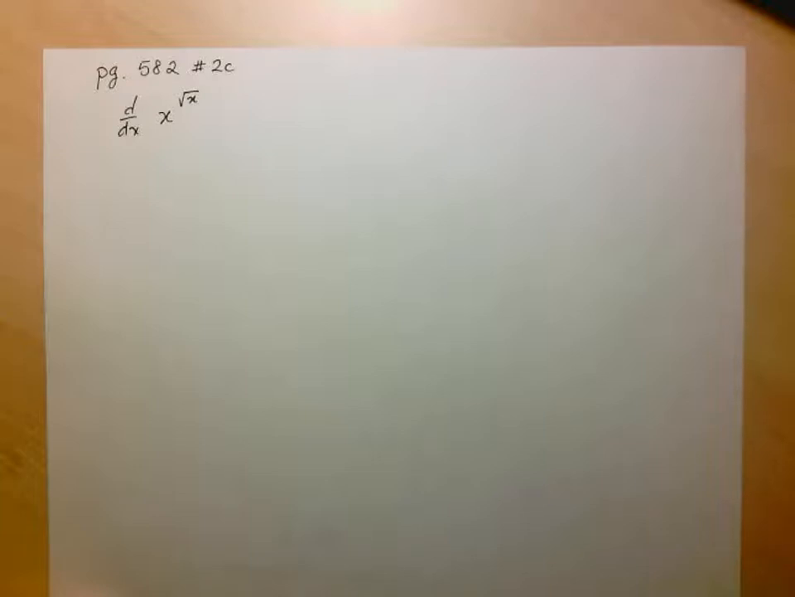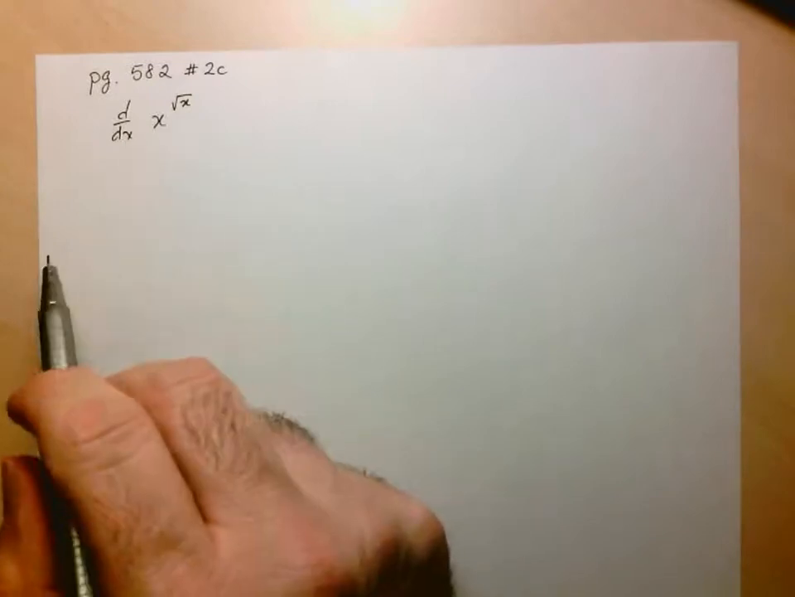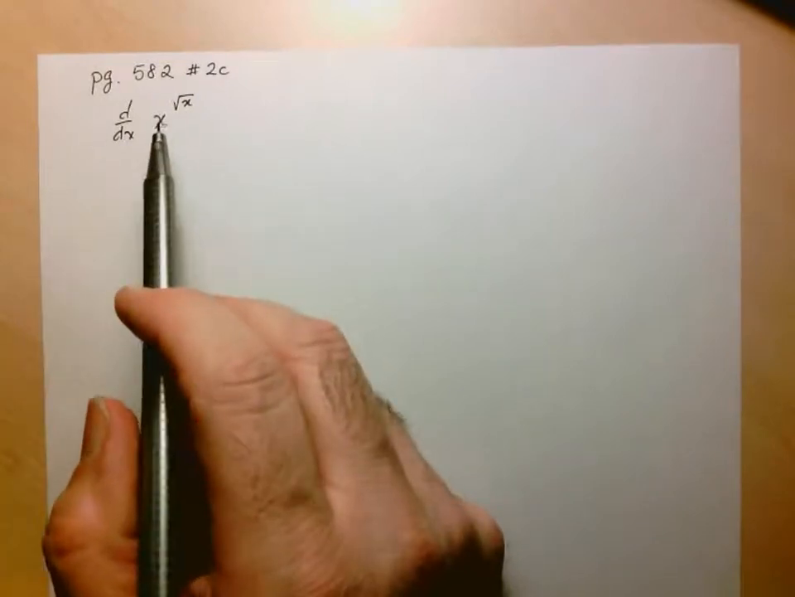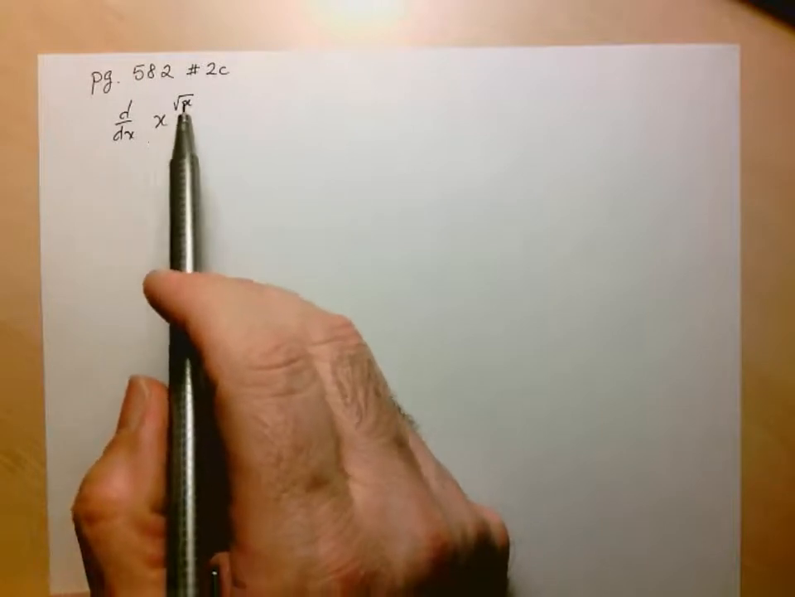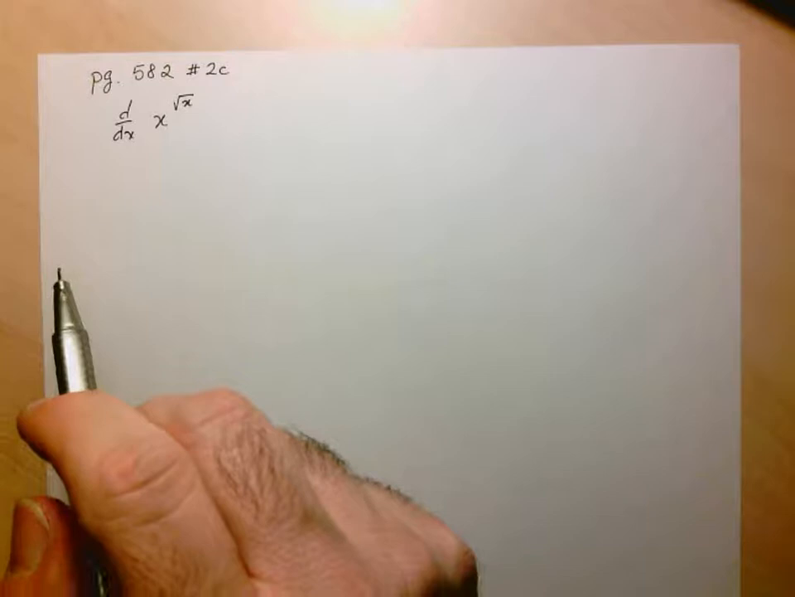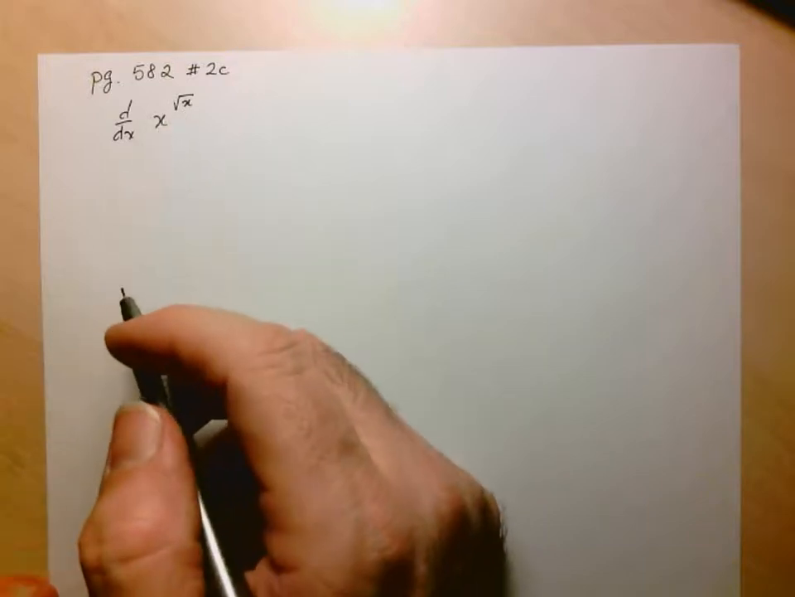Hi folks, this is the solution to 2c from page 582. So they want us to find the derivative of this function, and again you have to notice here that I've got a power with a base and exponent that both have a variable in it. Okay, so as soon as I see anything like this, I need to think about logarithmic differentiation.